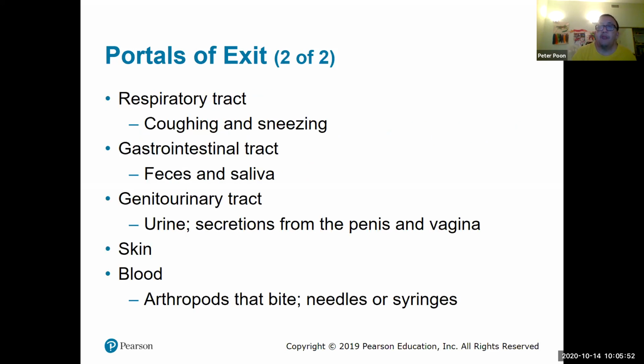All right, portals of exit: the respiratory tract, coughing, sneezing; the GI tract, feces and saliva, in the front and back of the GI tract; the urogenital tract, urine and secretions from the penis and vagina, so sexually transmitted diseases and stuff; the blood, needles, mosquitoes, syringes, all these things that puncture into the blood, etc.